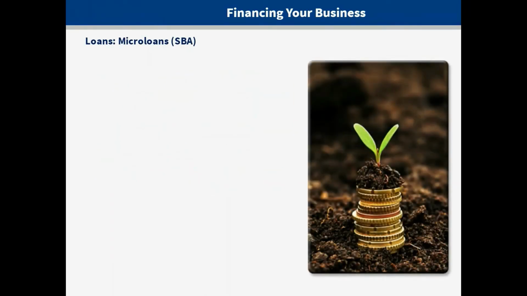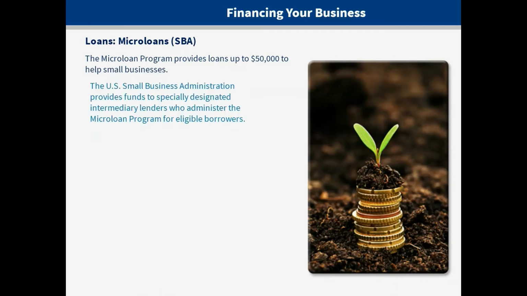SBA microloan program can be another viable source of loans for your business. The microloan program provides loans up to $50,000 to help small businesses and certain not-for-profit childcare centers start up and expand. The U.S. Small Business Administration provides funds to specially designated intermediary lenders, which are nonprofit community-based organizations with experience in lending, as well as management and technical assistance. These intermediaries administer the microloan program for eligible borrowers. The eligibility requirements are different for each intermediary lender.